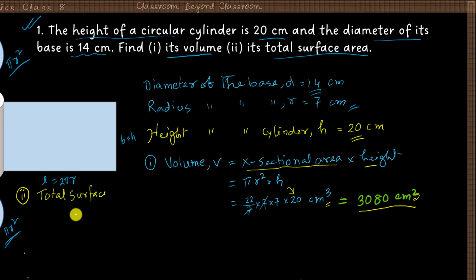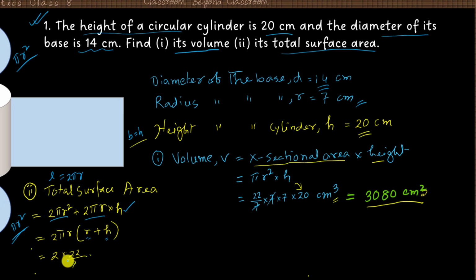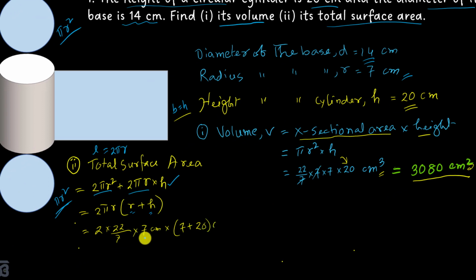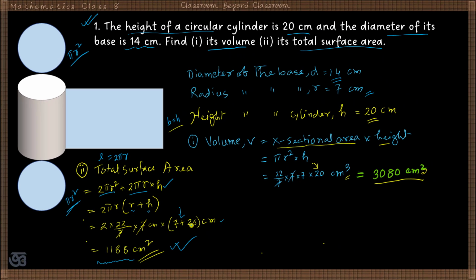Number 2, total surface area of the cylinder. So this is twice pi r square, the area of the two circular sections, and twice pi r multiplied by h, the area of the curved section. The total area is equal to, if you take twice pi r common, then r plus h. If you put the values, twice pi is 22 by 7, r is 7 cm, and r plus h is 7 plus 20 cm. So 7 gets cancelled, and you will get the value of 1188 centimeter square, the total surface area of the cylinder.